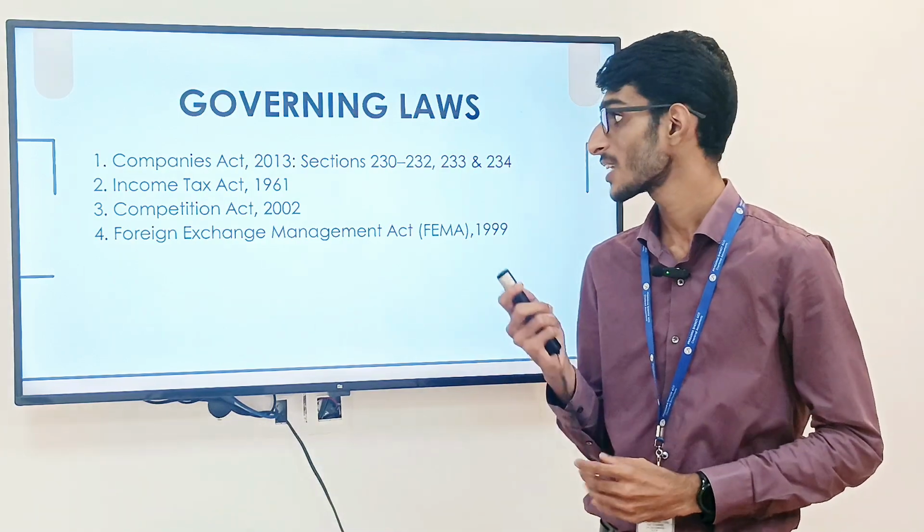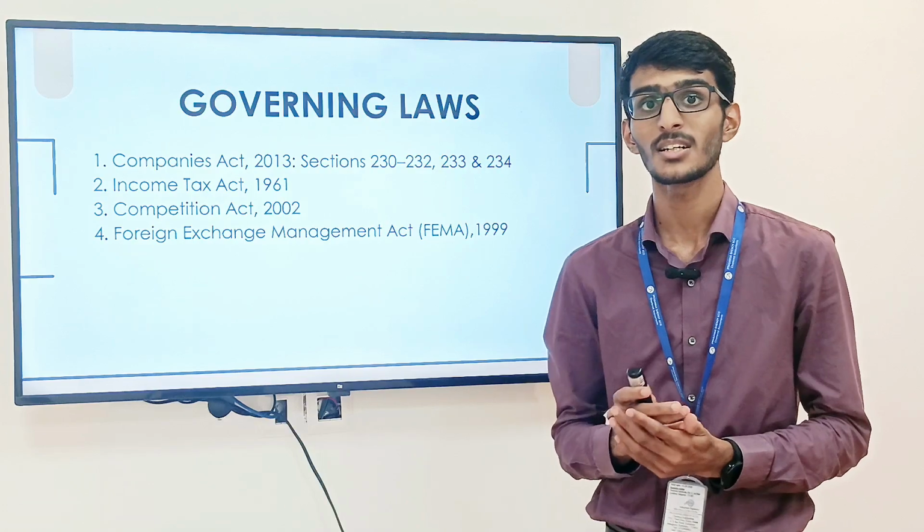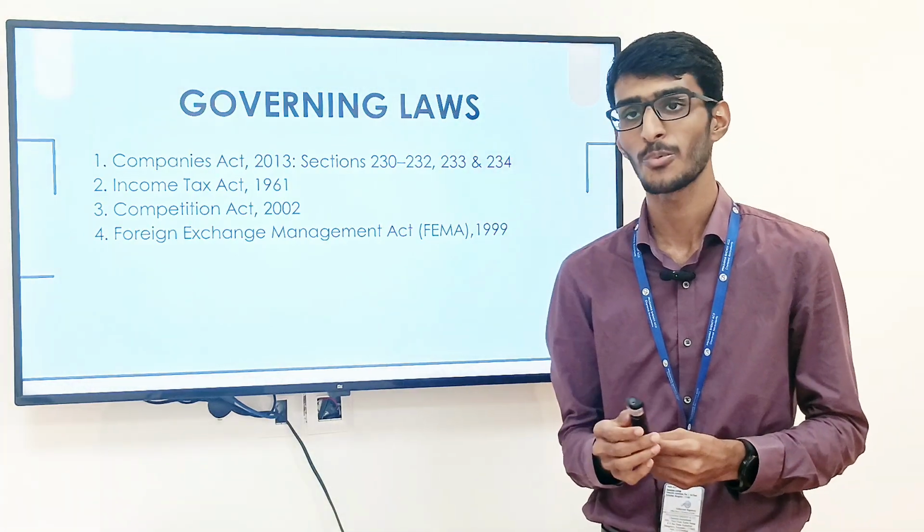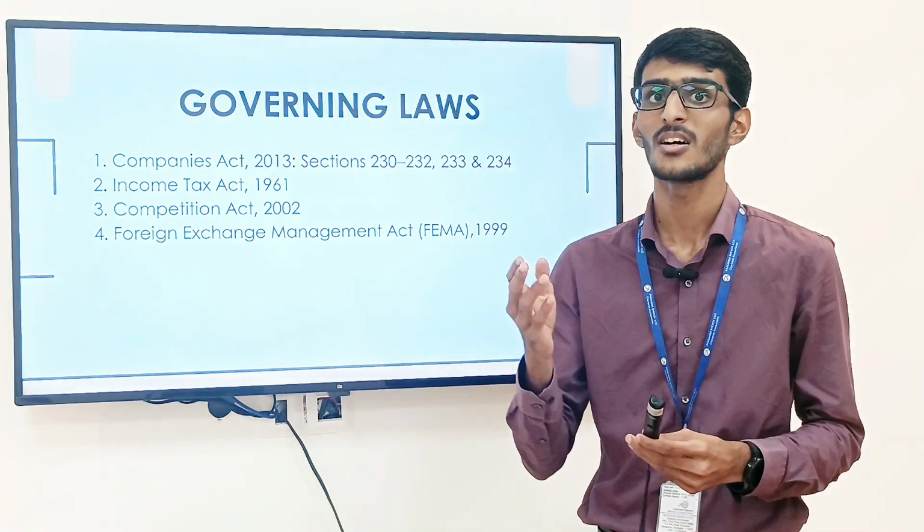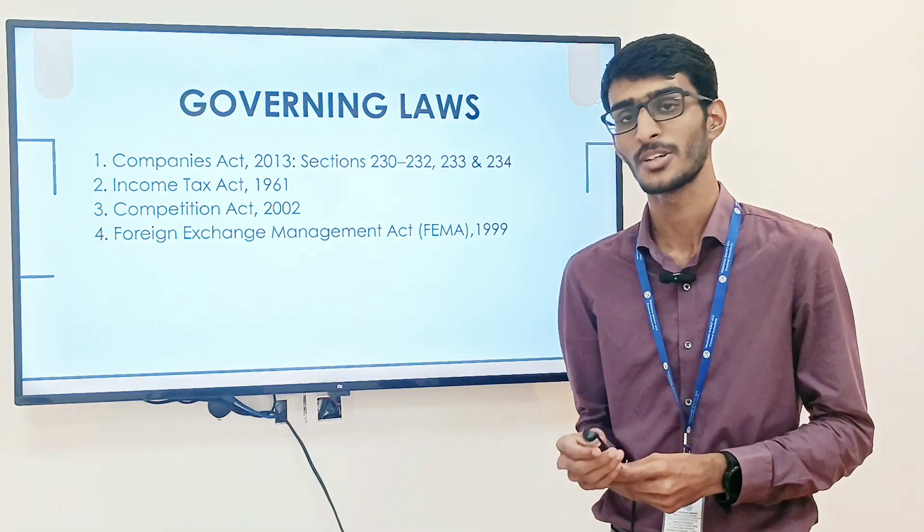Then there is the Income Tax Act 1961. In this Income Tax Act, they mainly speak about the carry forward provisions as well as the capital gains which arise during these mergers and amalgamations.